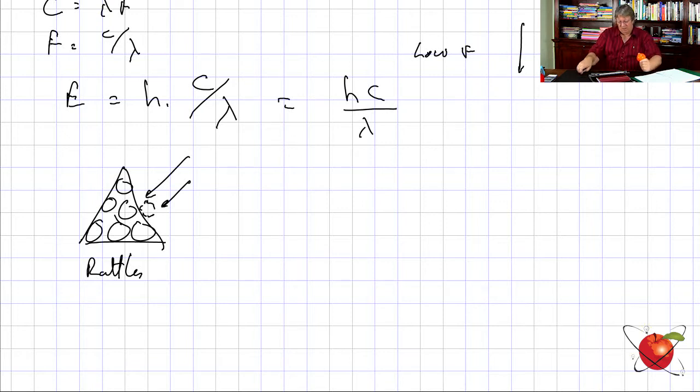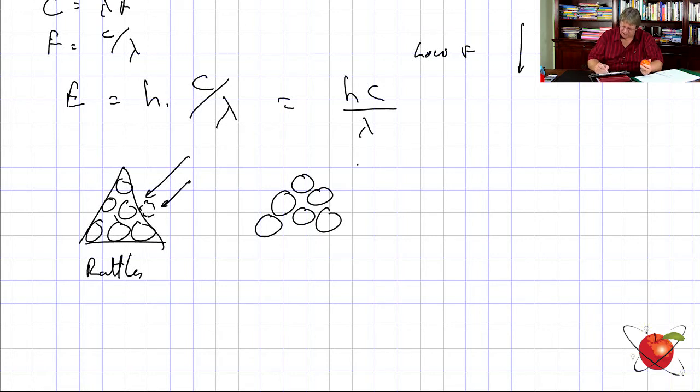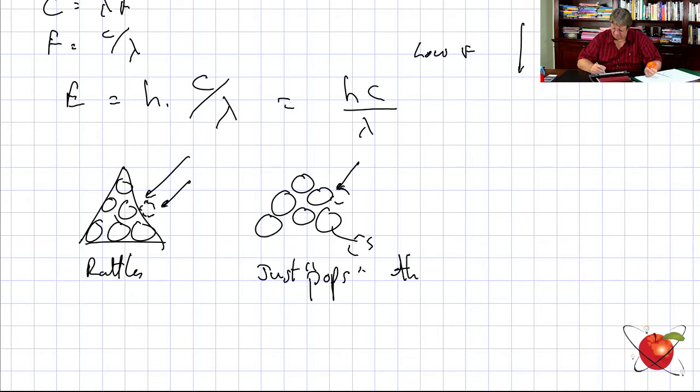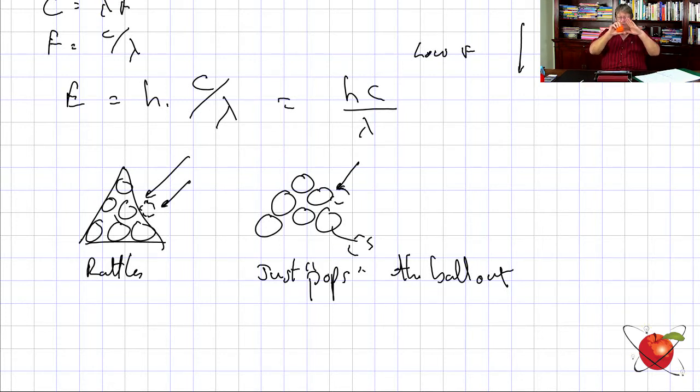The next option is, here's my stack. Now I come along and hit it with my ball, and one ball just pops out. So this option just pops the ball out. In other words, my triangle would be there, and the ball just comes out on the outside. That is significant in the photoelectric effect.